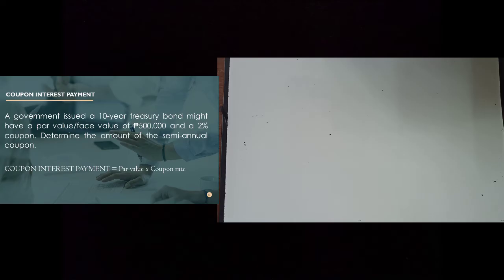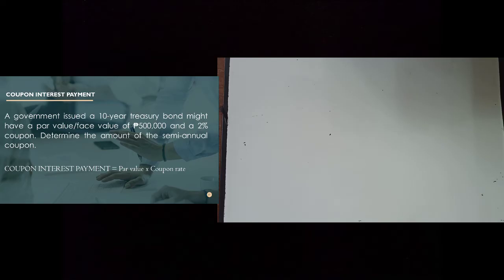Okay, so pagdating sa stocks, ito yung dividend per share. Okay? So again, pagdating sa stocks, we can solve for the dividend per share using this formula. Dividend per share for stocks or common stock is equal to the total common dividend divided by the number of shares. So ano naman dito? Ano naman yung formula natin to solve for the coupon interest payment? Okay, so coupon interest payment para sa bond. Dividend per share para doon sa stocks.